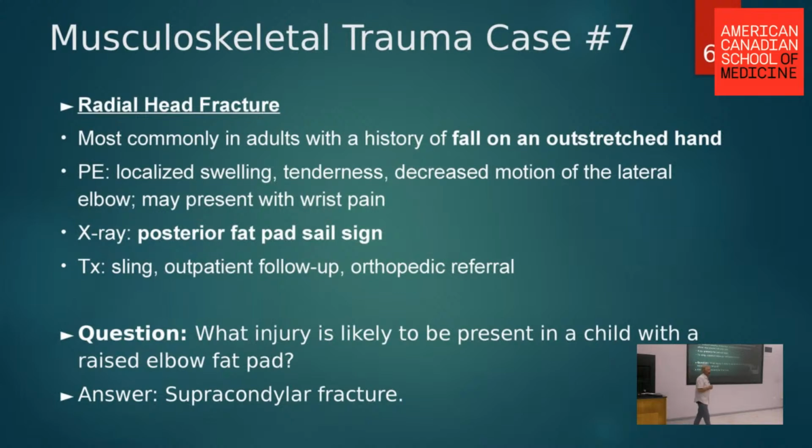Child with this, children don't usually get this. This is the supracondylar fracture that children get, and that's a bad fracture. And they can cause a lot of problems with that. So if they have a fat pad sign in a child, you've got to really consider that supracondylar fracture.